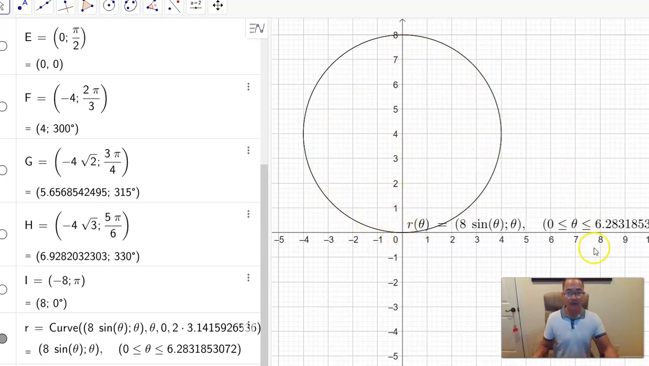So the circle used to be over here, and we started out at (8, 0), and it went like this. But now it's going to start over here, because when theta is 0, sine of 0 is 0. So we start at 0, 0 radians at the pole, and then we will go this way until we get to pi. Okay? So when it's cosine, it is symmetric across the x-axis, and when it is sine, it is symmetric across the y-axis.